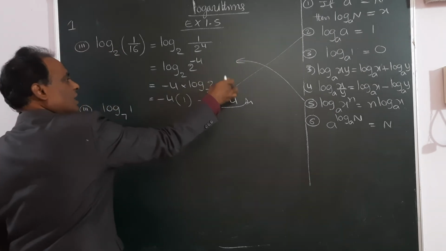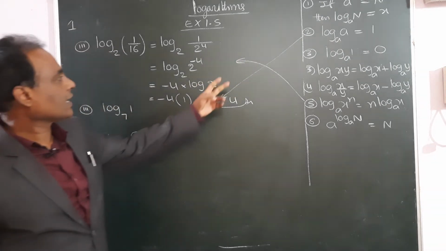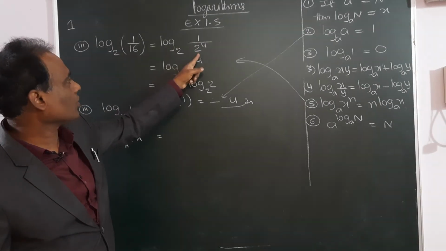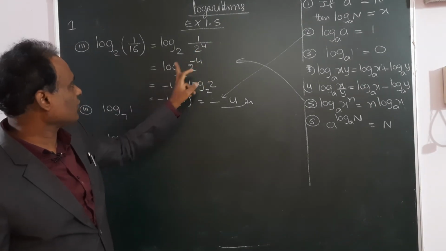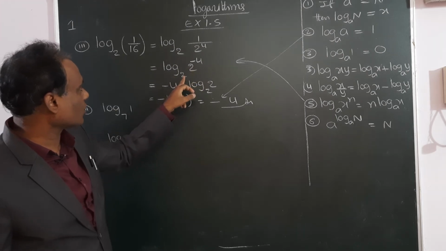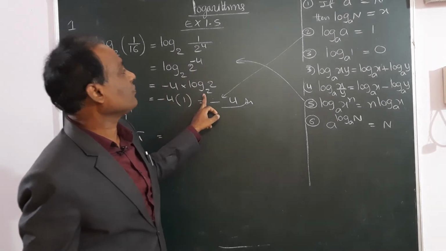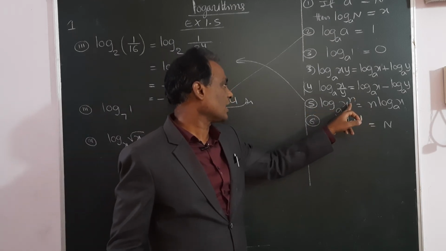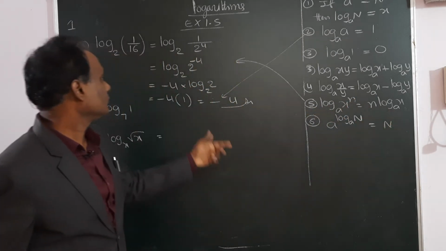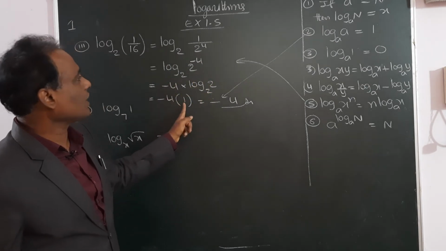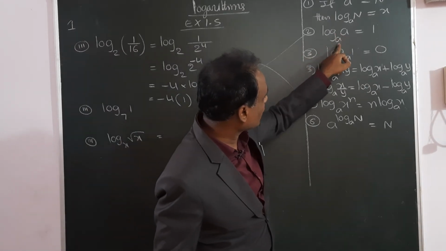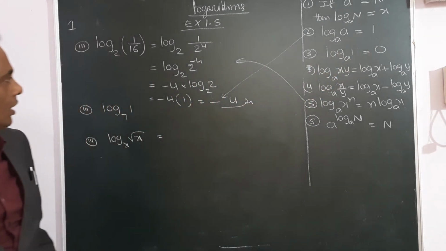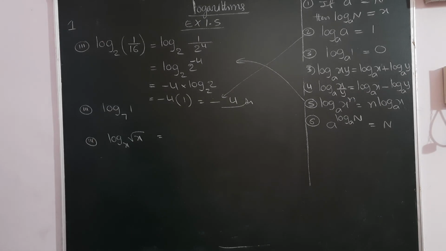You mention the formulas here, whatever formulas are applied, you must write them here. Here 1 by 2 to the power of 4 is 2 to the power of minus 4. So minus 4 will come here and this will become log 2 to base 2. Why? Because of this fifth formula: n into log x to base a. And log 2 base 2 is 1 because of the second formula. If these two are equal, it is always 1. Look at those two formulas and understand them carefully.